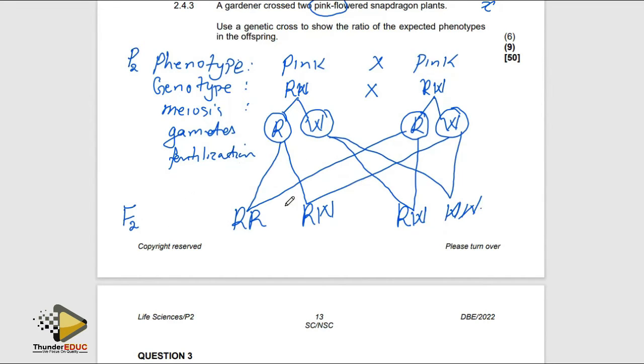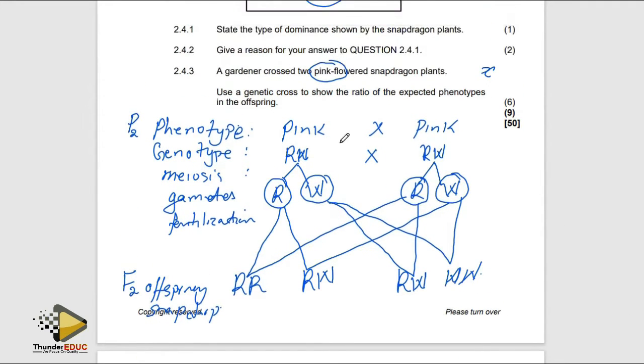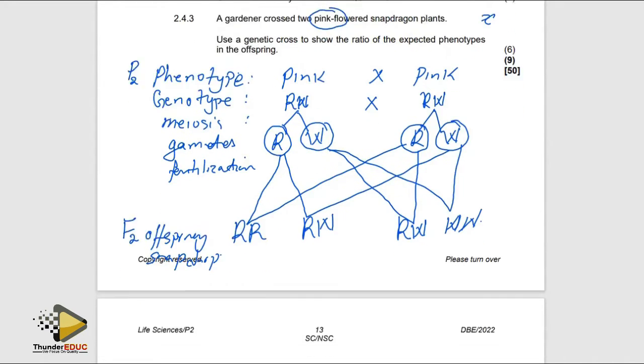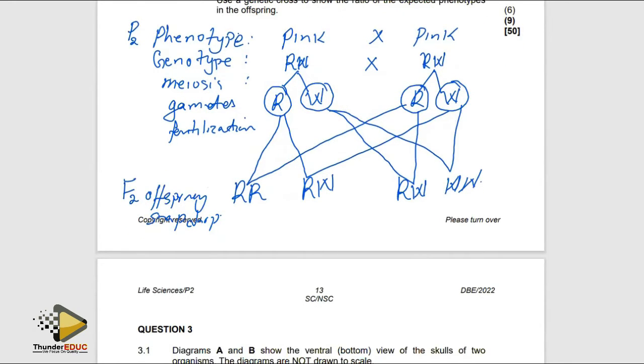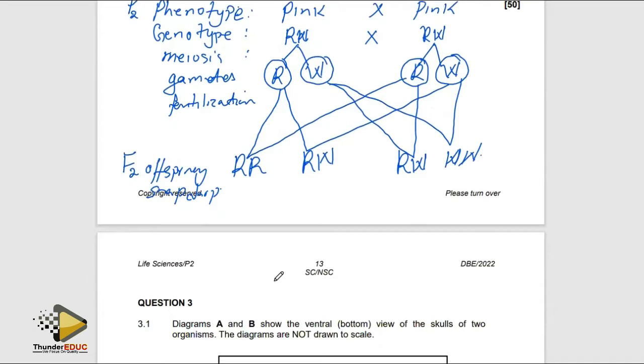So these are the offspring of the parents. So the F1 offspring. What are they? They said snapdragon. It means that those are the offspring, or the snapdragons. But what was the question? The question is saying, use the genetic cross to show the ratio of the expected phenotype in the offspring. So we are looking for the ratio of offspring. Okay, let's look at the ratio of the offspring.